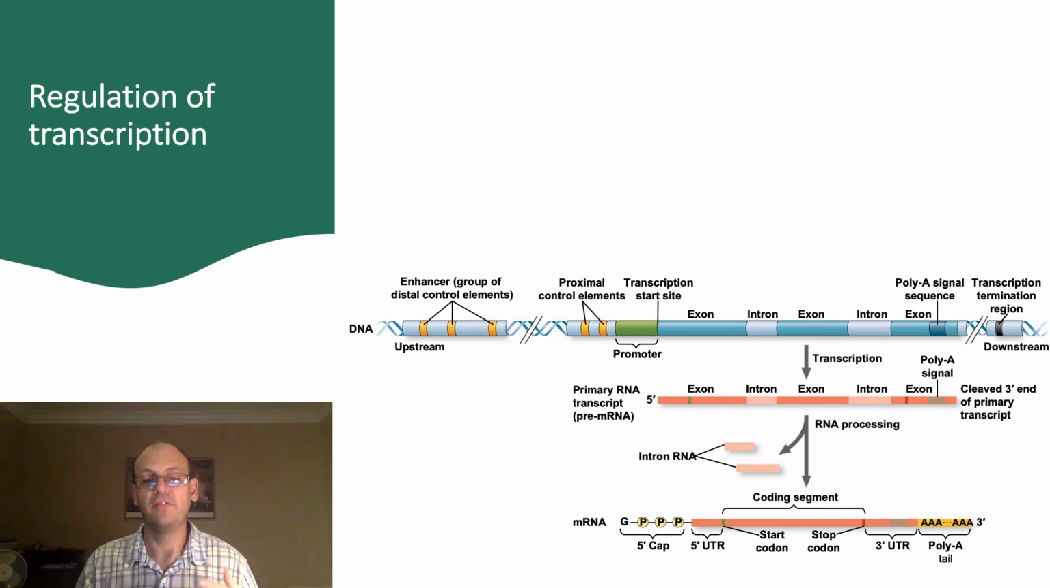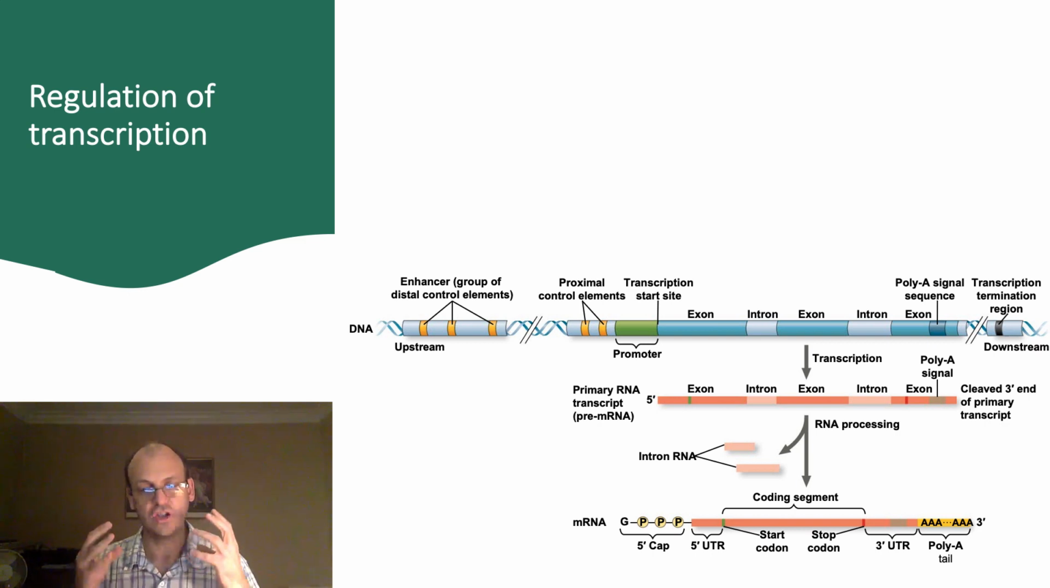By themselves, they're enough to get some low level of transcription started. However, they usually aren't enough to produce large amounts of mRNA transcript. Located upstream of the promoter are proximal control elements, and much further upstream are distal control elements, often called enhancers. These control elements and enhancers greatly increase the rate of transcription because they tend to bind specific transcription factors. Specific transcription factors are proteins that are specific to a particular gene.